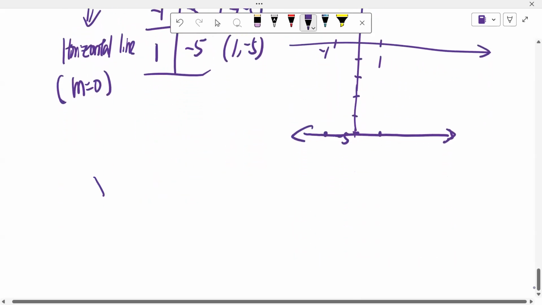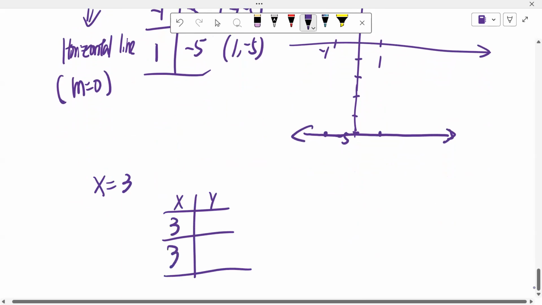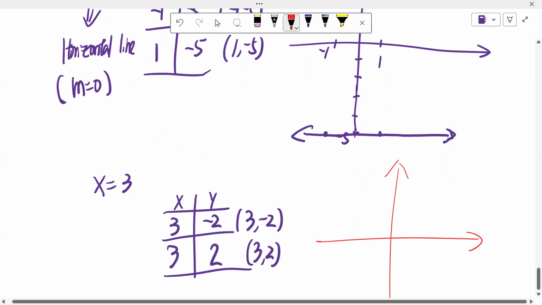The second one is x equal to 3. One more time, this is the vertical one. Because x equals 3, the y value could be anything, right? You pick any number you like. Let's say maybe 2 and -2, right? If you like those numbers, 3, -2, and 3, 2. Actually, 3, 1, 2, 3. -2, -1, -2. Down below here. 3, 2, 1, 2.